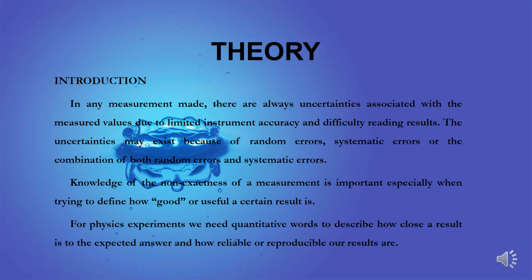In any measurement made, there are always uncertainties associated with the measured values due to limited instrument accuracy and difficulty reading results. The uncertainties may exist because of random errors, systematic errors, or the combination of both random errors and systematic errors. Knowledge of the non-exactness of a measurement is important, especially when trying to define how good or useful a certain result is. For physics experiments, we need quantitative words to describe how close a result is to the expected answer and how reliable or reproducible our results are.